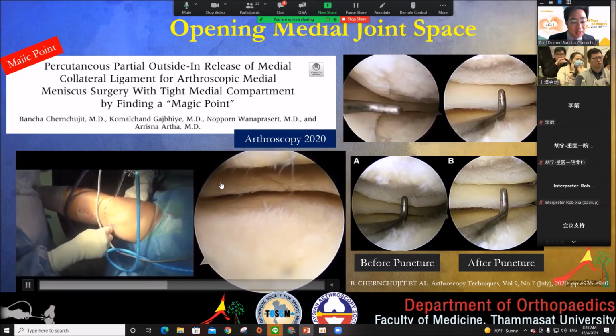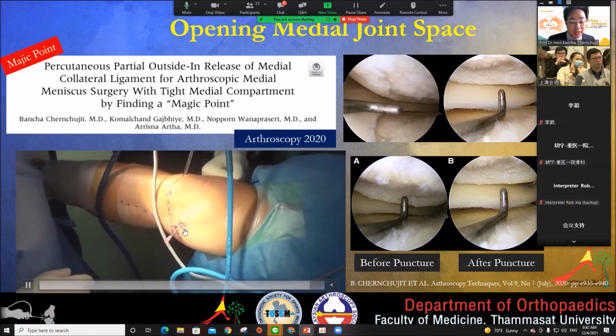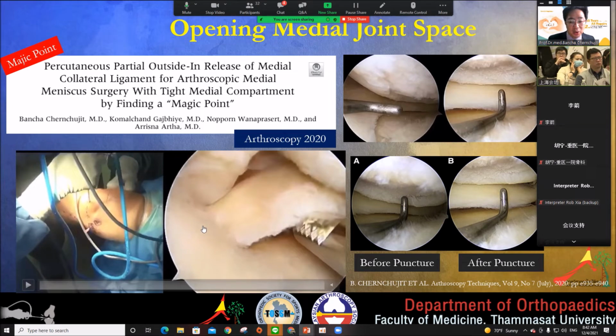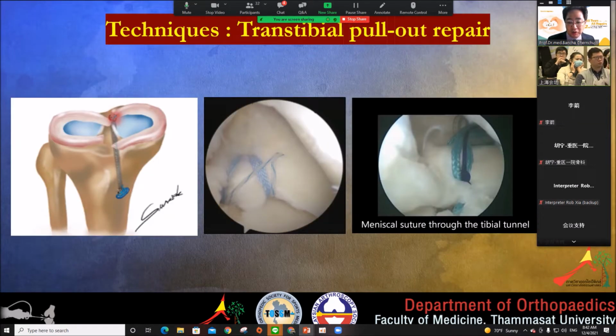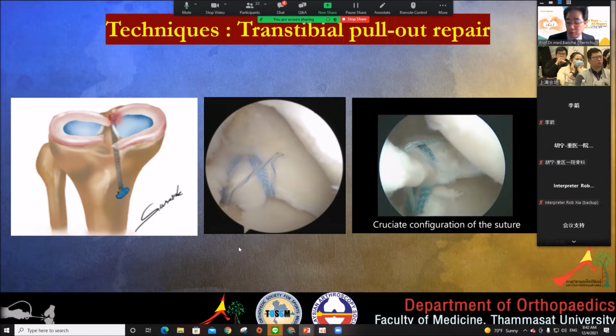So the landmark: you draw the line from the posterior tibial cortex. Okay, it's about 1.2 centimeters from the joint line. So you use a number 18 needle. You touch this point, you feel the pop. So the joint will open immediately.